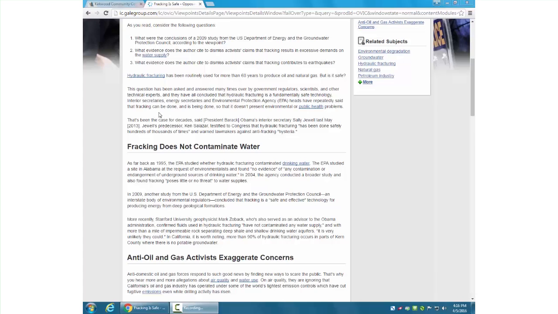Interior secretaries, energy secretaries, and environmental protection agency heads have repeatedly said that fracking can be done and is being done so that it doesn't present environmental or public health problems. So there is a way to mitigate the risk. That means there is risk, but it can be handled in a way that keeps us and our drinking water safe. That's been the case for decades, said President Barack Obama's Interior Secretary Sally Jewell last May.